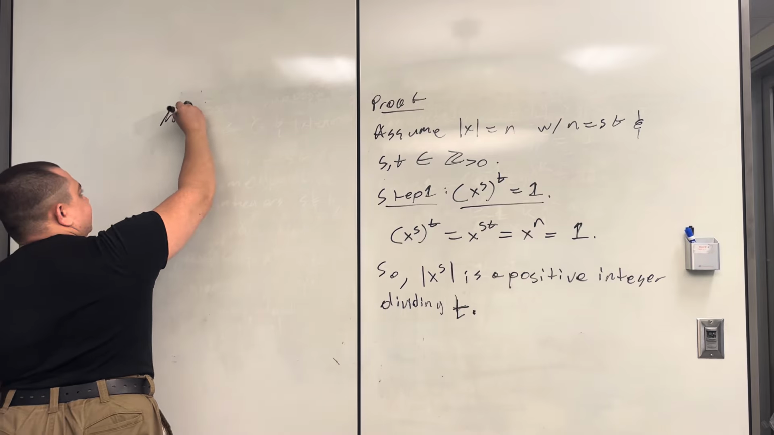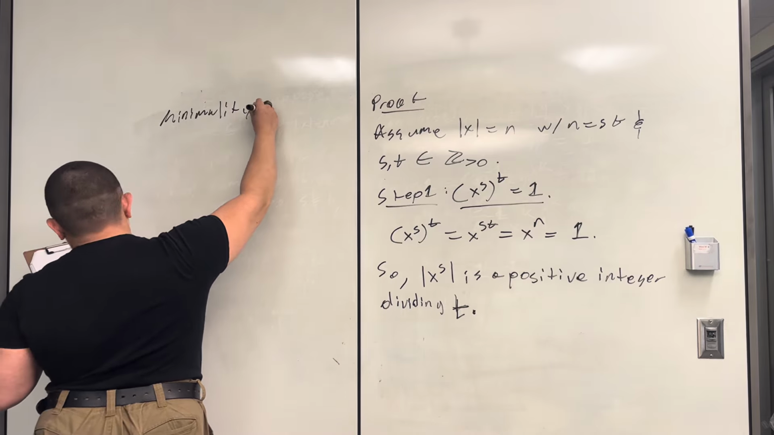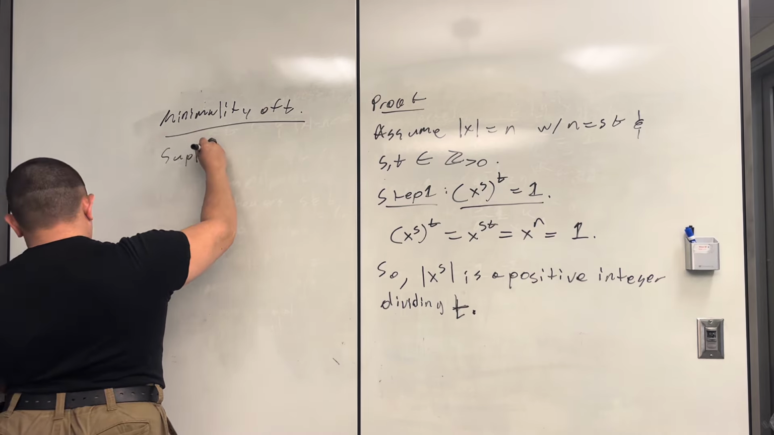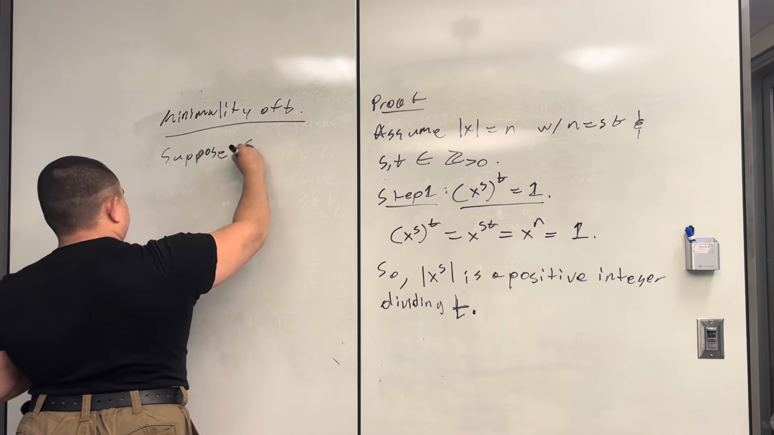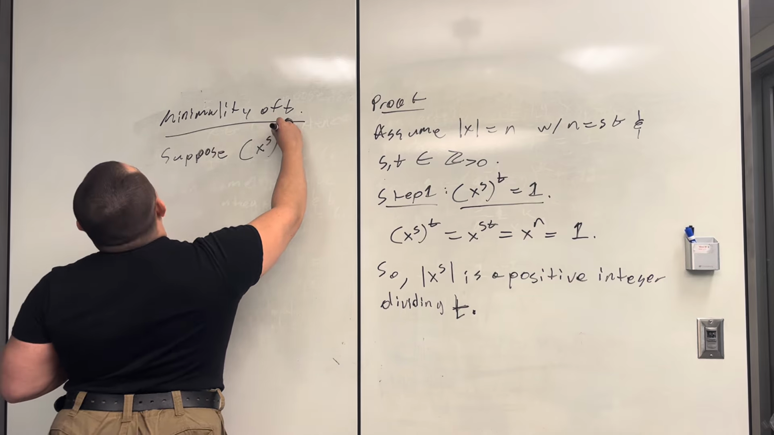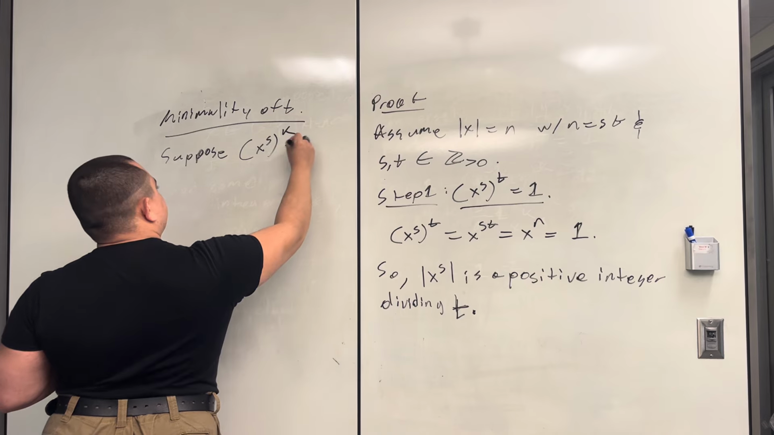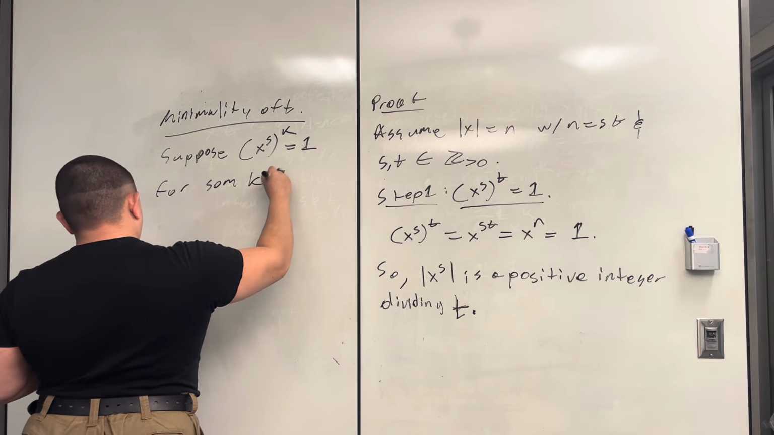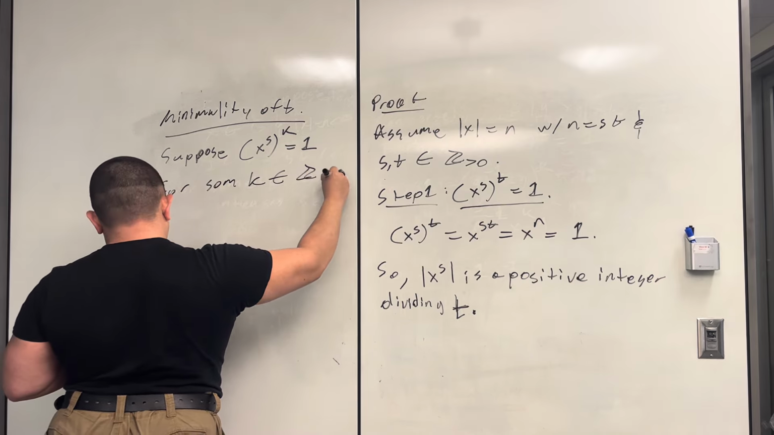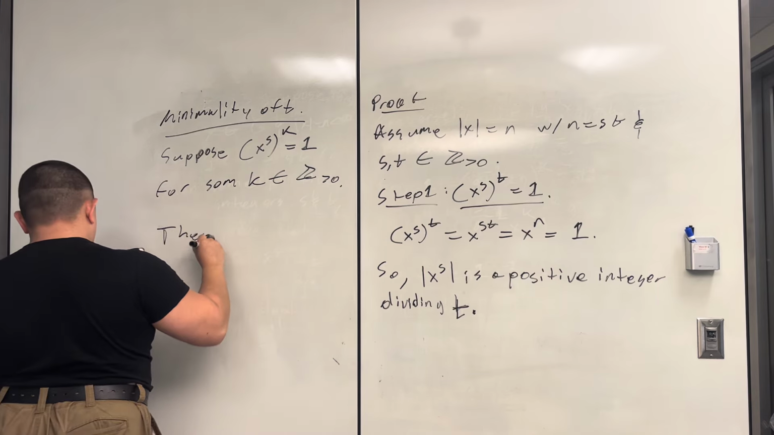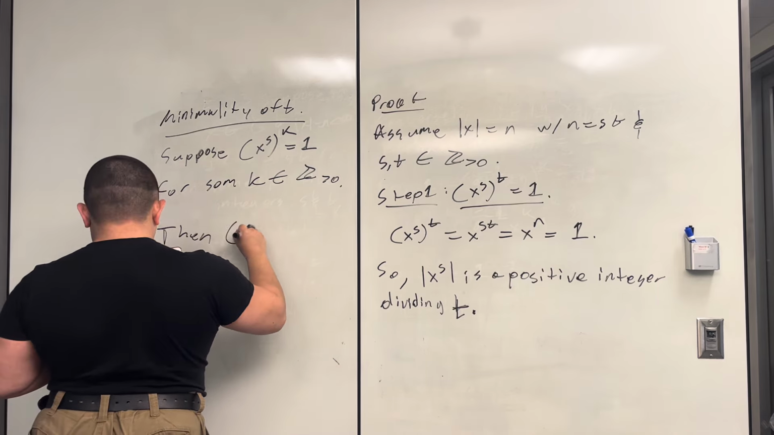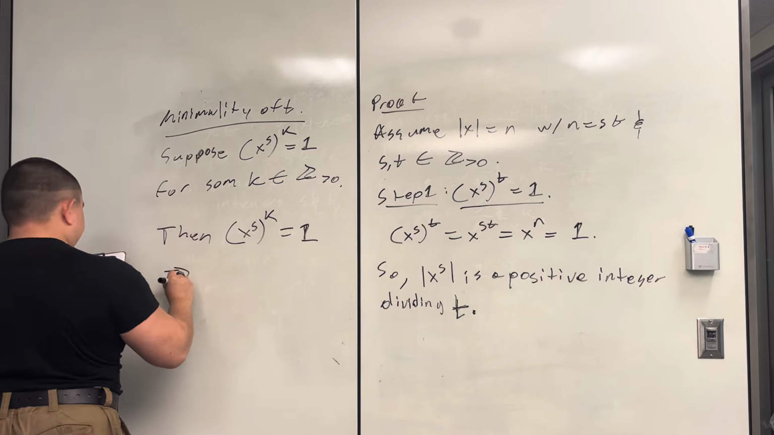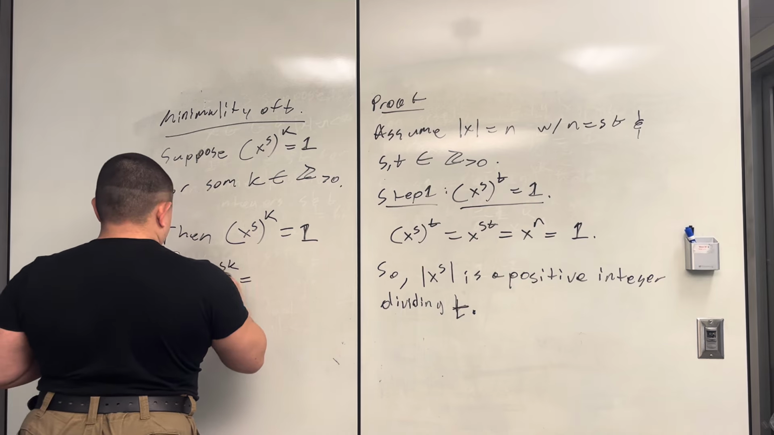So, minimality of t. Suppose that we have (x to the power s) to the power k is equal to 1 for some k within the positive integers. Then (x to the s) to the k is equal to 1 implies x to the sk is equal to 1.